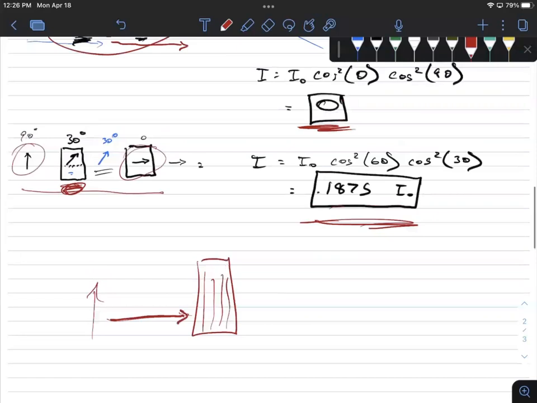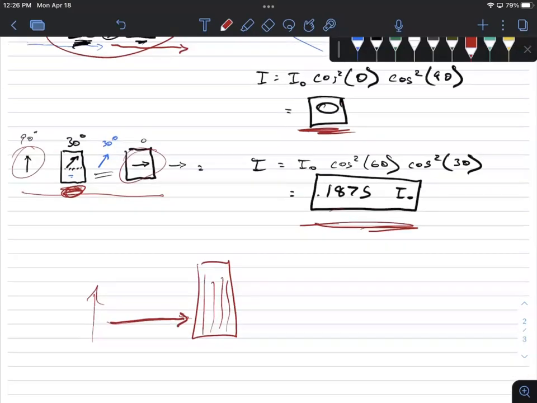Anyway, that's polarization. This part of optics, we're going to concentrate on the law of Malus. So next class, we'll go ahead and work some more examples, make sure we understand how to do these calculations, and go from there.